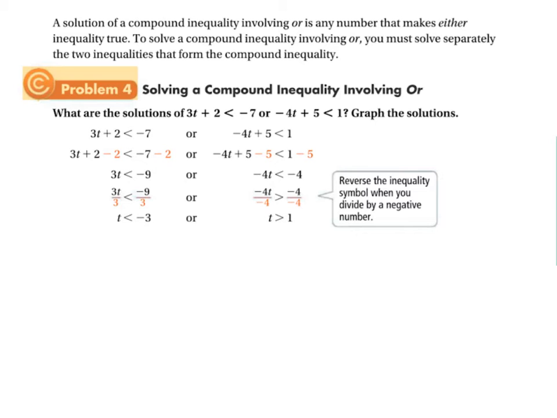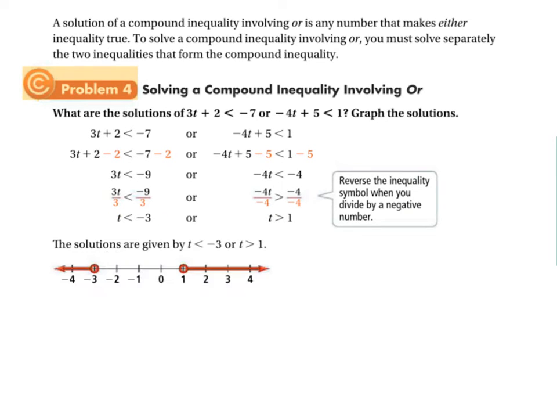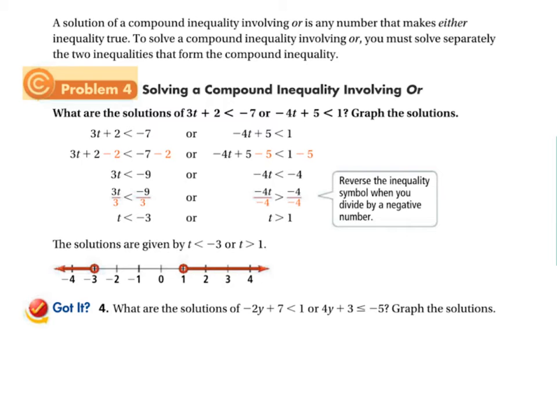You subtract 2 from both sides, and then you divide both sides by 3, and you get t is less than -3. Here, we undo that plus 5 with a -5 both sides, and then you see here the coefficient is -4, so right at the step where we divide by a negative, this inequality switches direction. Don't forget that, okay? And we get t is greater than 1. So t is either less than -3 or greater than 1, and that looks like this graphed, okay? So here, try your got it problem.